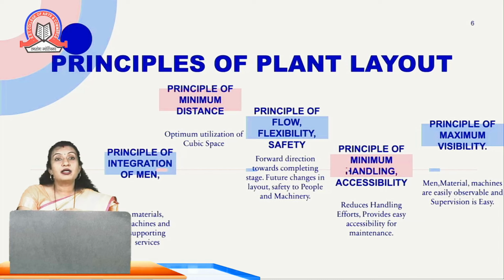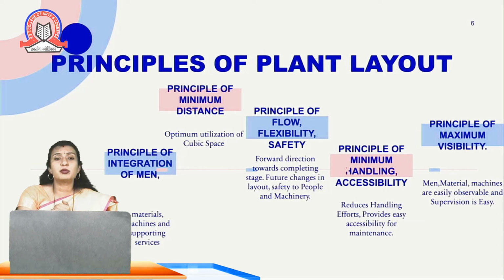So the plant layout should be flexible, and any layout should ensure that there is forward movement of the flow of goods. That is, when production is happening, from one machine to the second machine to the third machine, there is a continuous flow. So flow flexibility should be there.